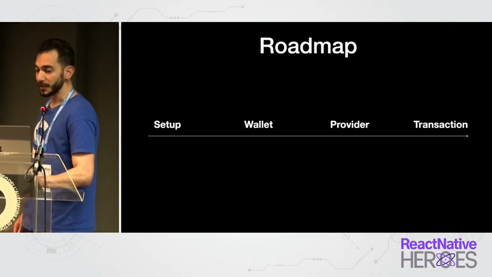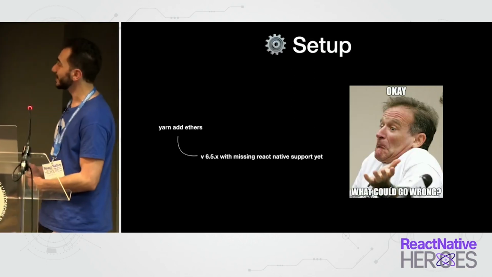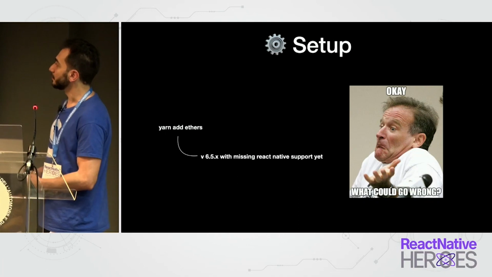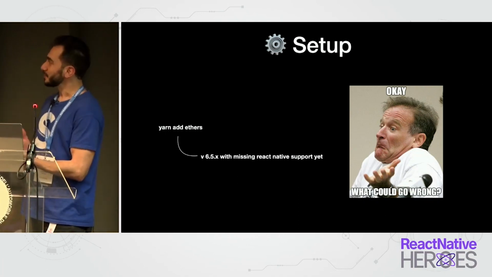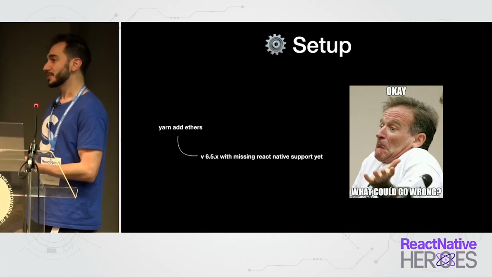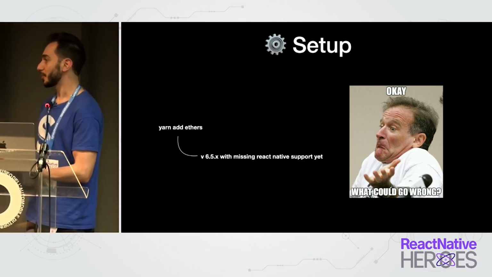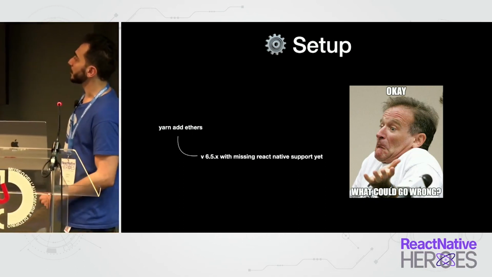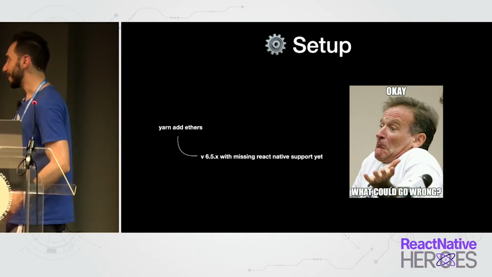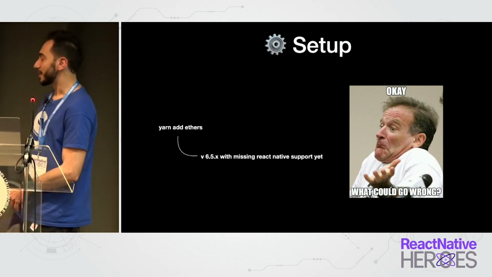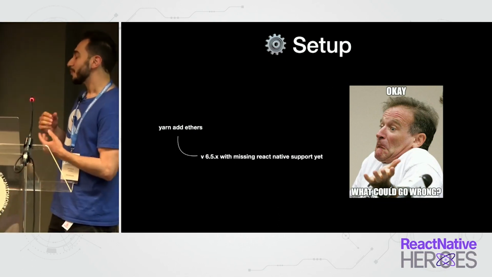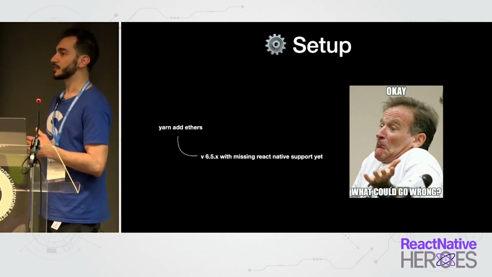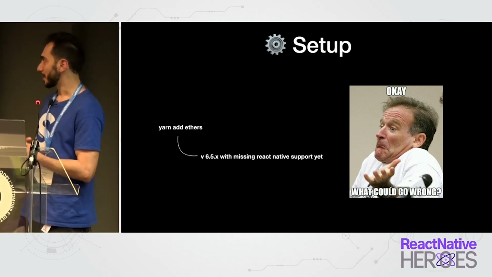So let's go deep into the first step, setup. As we said before, we use EthersJS, a library that permits us to use methods from wallet to transaction. So we have wallet, provider, and transaction all in the Ethers library. And we chose version 6.5 at the beginning. It is also missing React Native support. But why? Because EthersJS uses some crypto module that is not fully compatible with React Native.